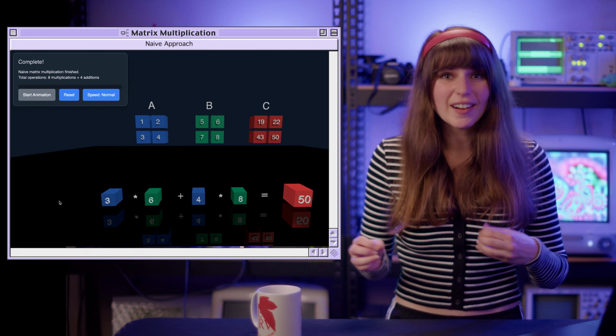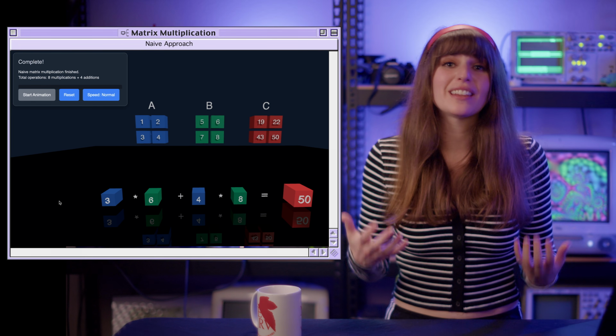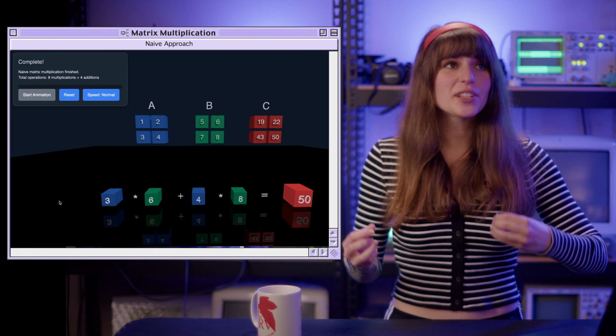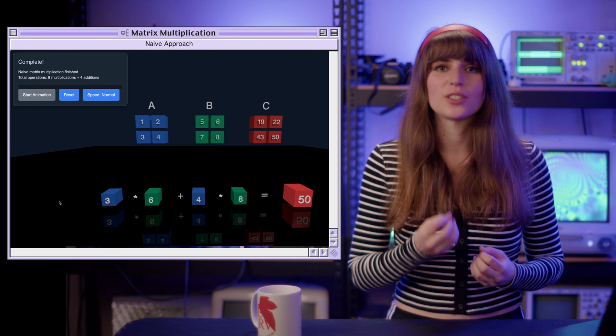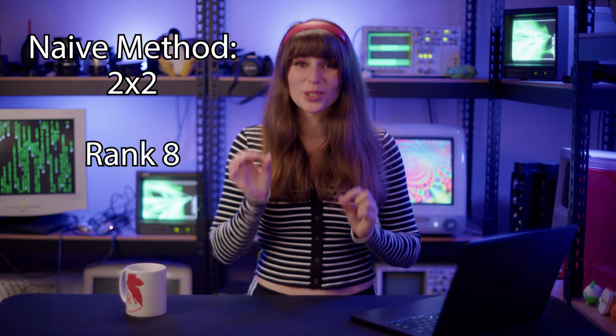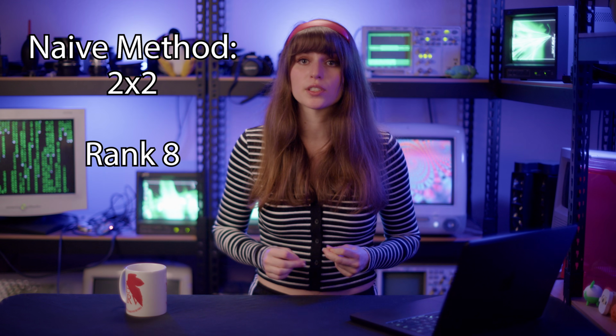But you'll notice there are actually 8 multiplication operations required to compute the value of matrix C, and this is just the simple, most base case for multiplying two matrices since they're so small, size 2 by 2. And actually, the rank, or number of multiplication operations required to compute these two matrices, is 8 here.